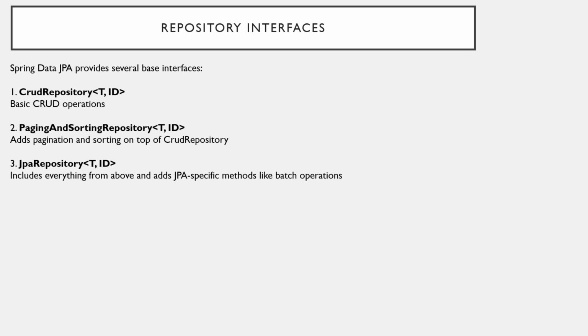Now JpaRepository will include everything from the above, that is CrudRepository and PagingAndSortingRepository. It is also going to have specific methods which can be performed for batch operations, right?